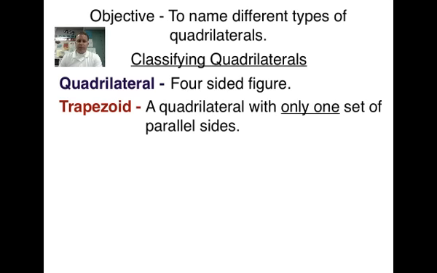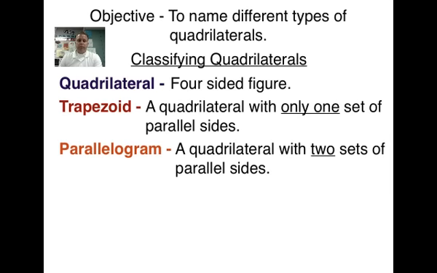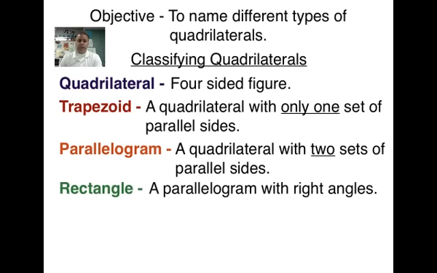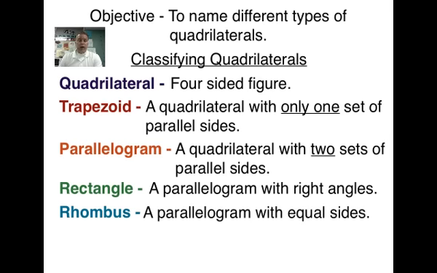Then you have your trapezoid. That's a quadrilateral with only one set of parallel sides. The other set won't be parallel. Parallelogram. That is a quadrilateral with two sets of parallel sides. Then you have your good old rectangle, and that's a parallelogram, but it has right angles in the corners. Then you have a rhombus, which is a parallelogram with equal sides.